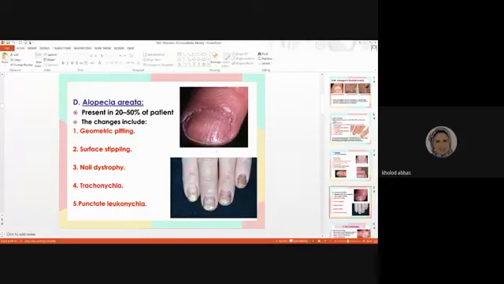Also, we have surface stippling, and nail dystrophy can be found, trachyonychia, which is due to destruction of the nail surface. We can feel it as sandpaper-like. We call it trachyonychia. It's commonly found in alopecia areata. Punctate leukonychia, which means whitish discoloration of the nail plate.